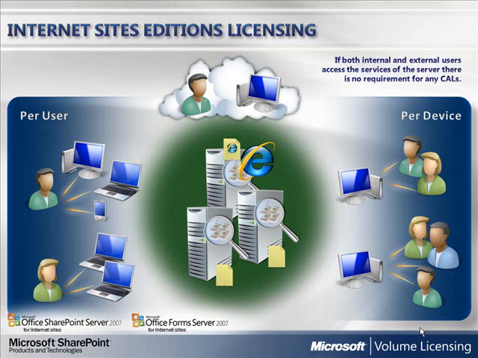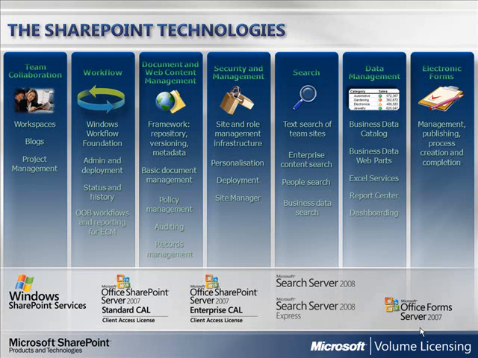So we now have discussed what the SharePoint technologies do and what these products are and how they are licensed. Now we will look at how you decide which products to deploy to meet your information sharing needs. The functionality of SharePoint technologies can be split into 7 key areas. Team collaboration, for instance, workplaces and blogs. Workflow, an example could be authorization around content.